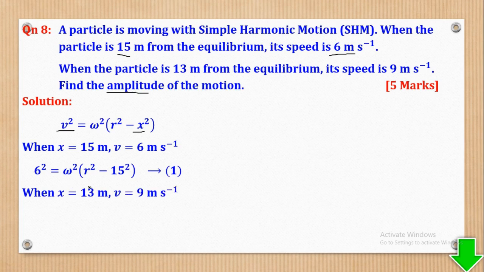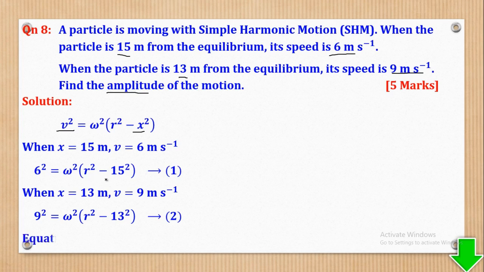Then also, when x is 13, v is 9. Therefore, I'll substitute and remain with an equation with two unknowns. Now we have two equations and two unknowns. We have to solve them simultaneously. So when the unknowns are related by a product, the easiest way of solving them is to divide.